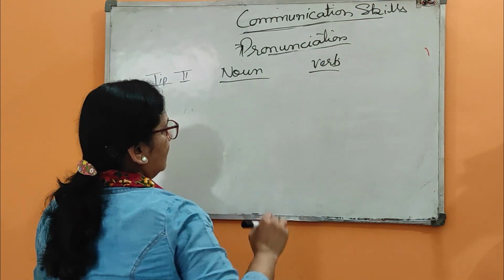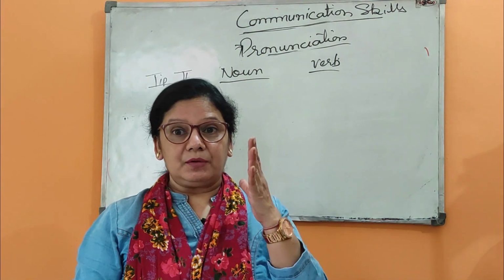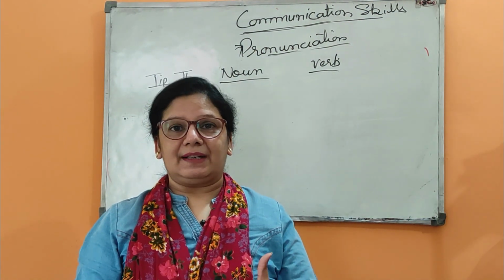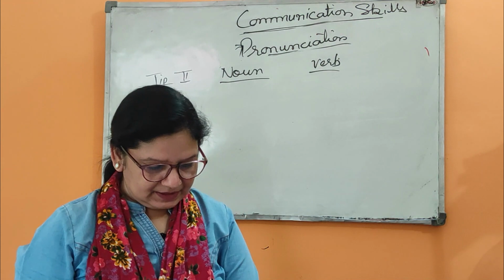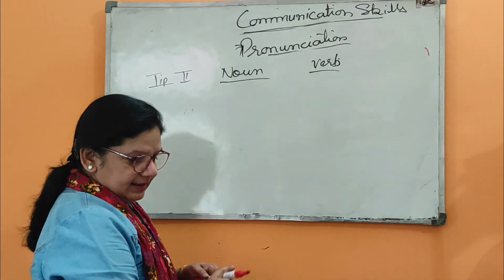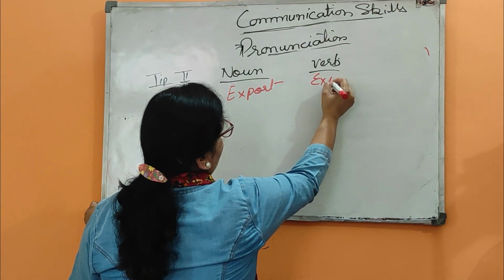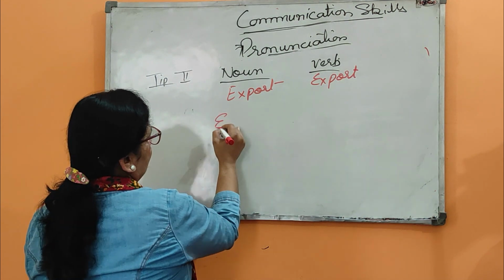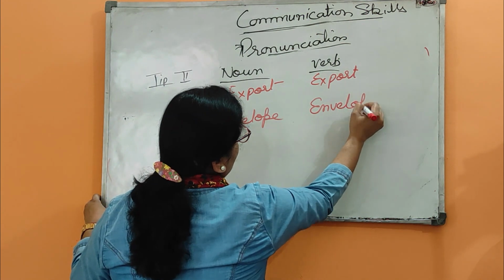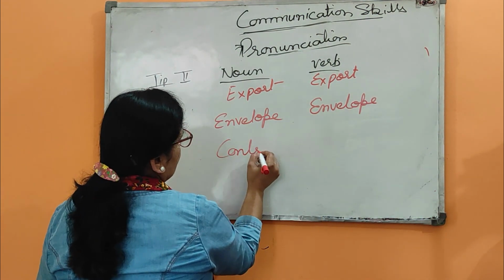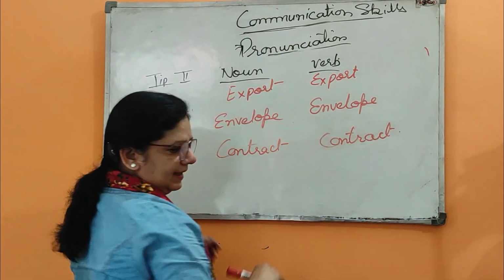Because the same word is used as a noun and a verb. They are different words, and how to check and how to pronounce them, so that the listener comes to notice whether it is a noun or a verb. The first word I take here is export. Export is used both as verb and noun. Both of these are used as noun and verb. Let us understand.